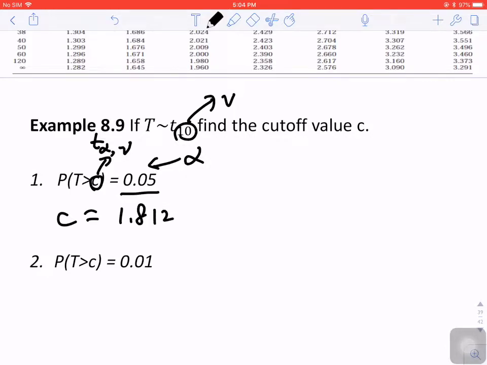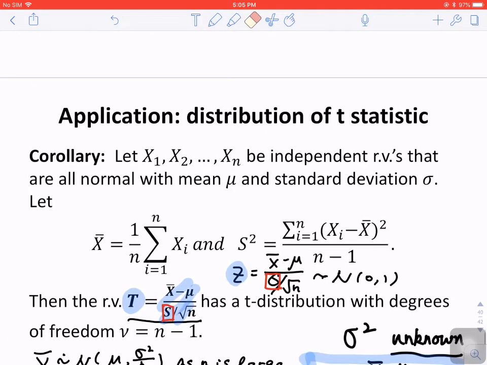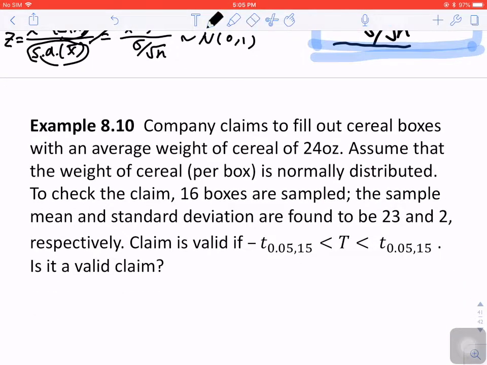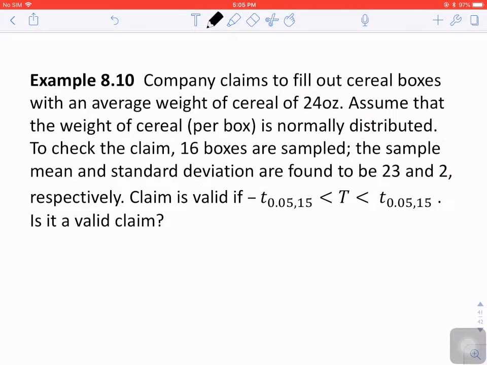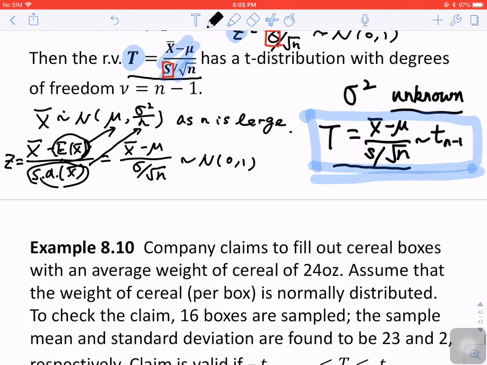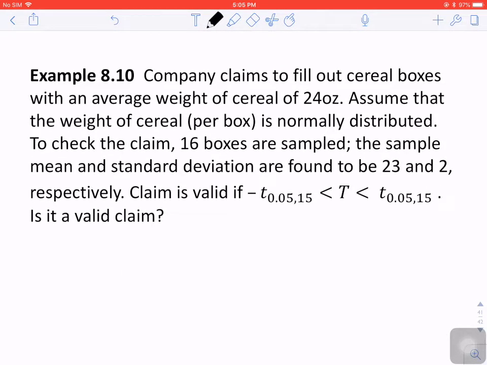And similarly, you can do this one by itself. So c is equal to 2.74764. You verify this. So that's how we use a t-table. It's pretty easy. Okay, the next example, 8.10.